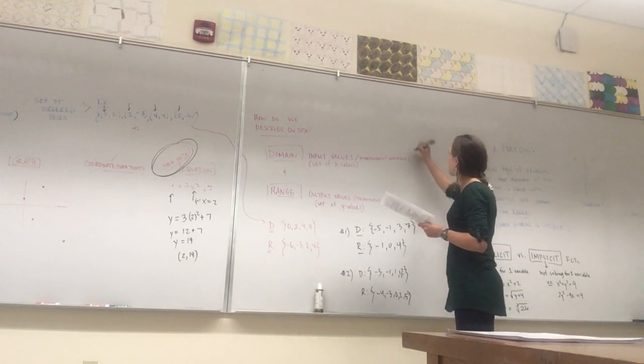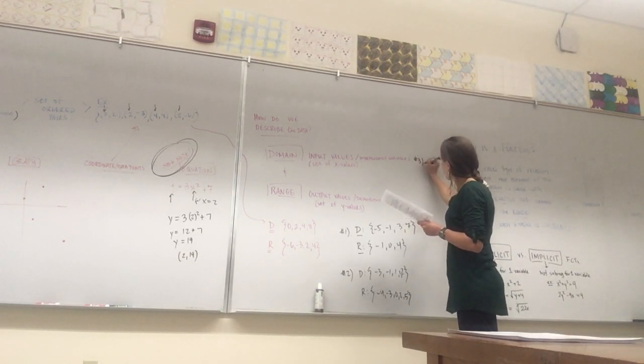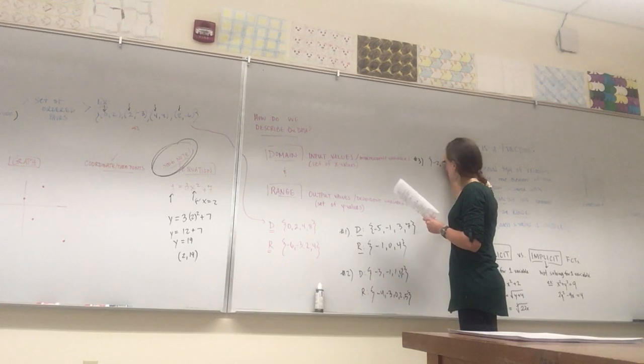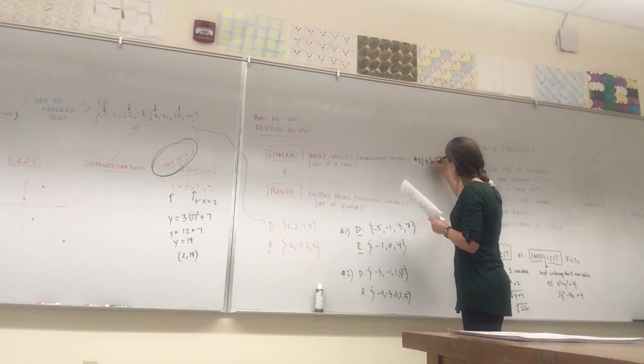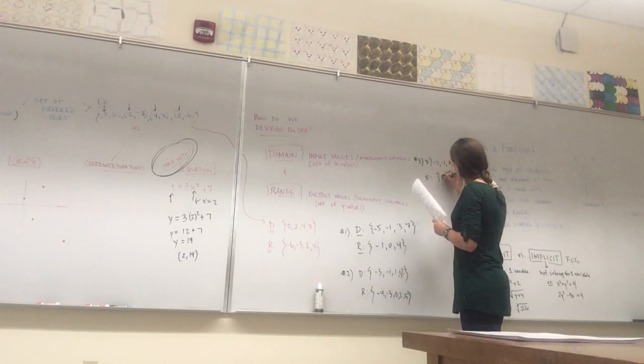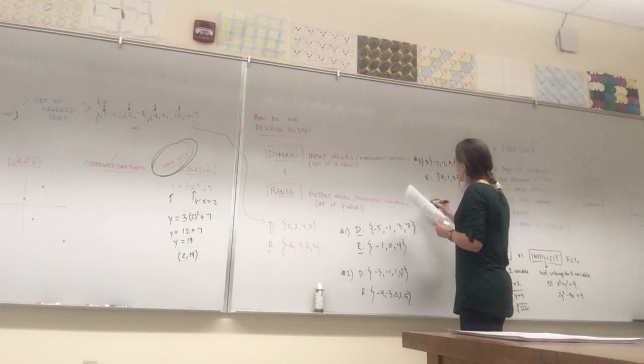Okay, number 3. The domain is -2, -1, 0, 1, 2. Range is 0, 1, 4. Number 4.